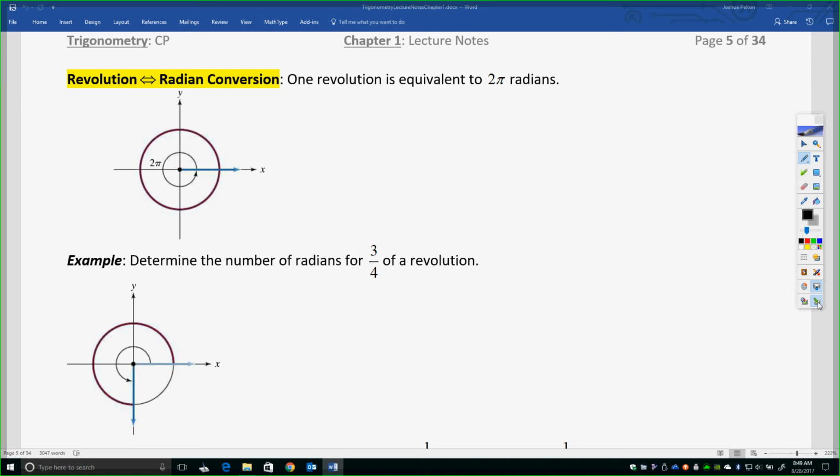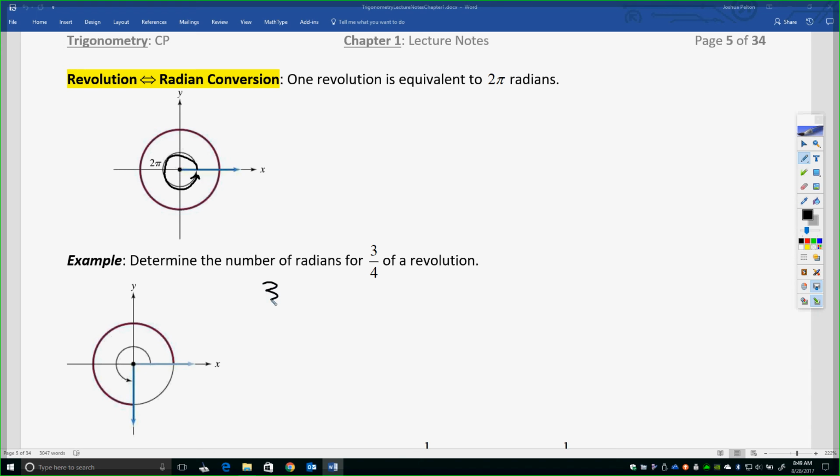Some books will abbreviate it as rot, and some books will abbreviate it as rev. For the sake of this chapter, we're going to abbreviate it as rev, R-E-V, for revolutions. One revolution, of course, is all the way around, which is 2 pi or 360 degrees, however you want to look at it. Let's do a conversion factor here.